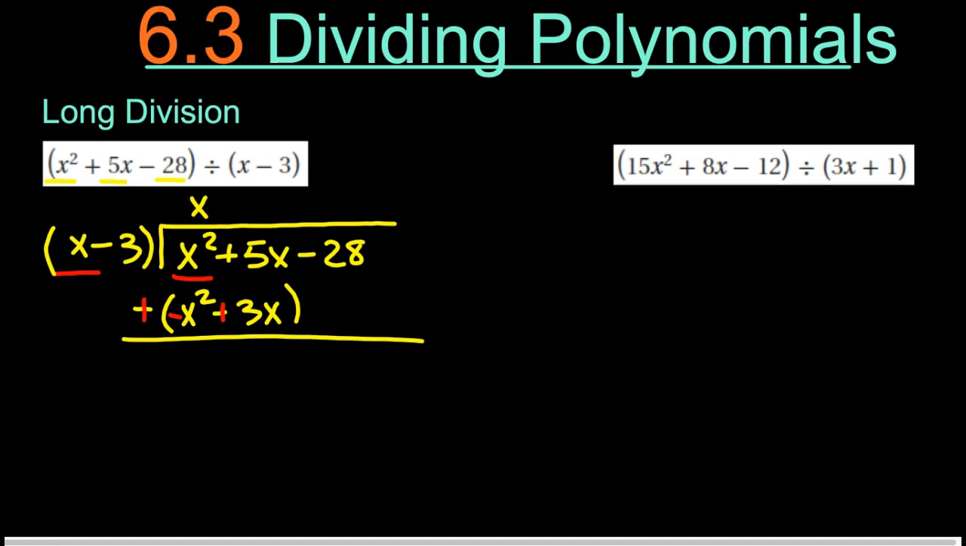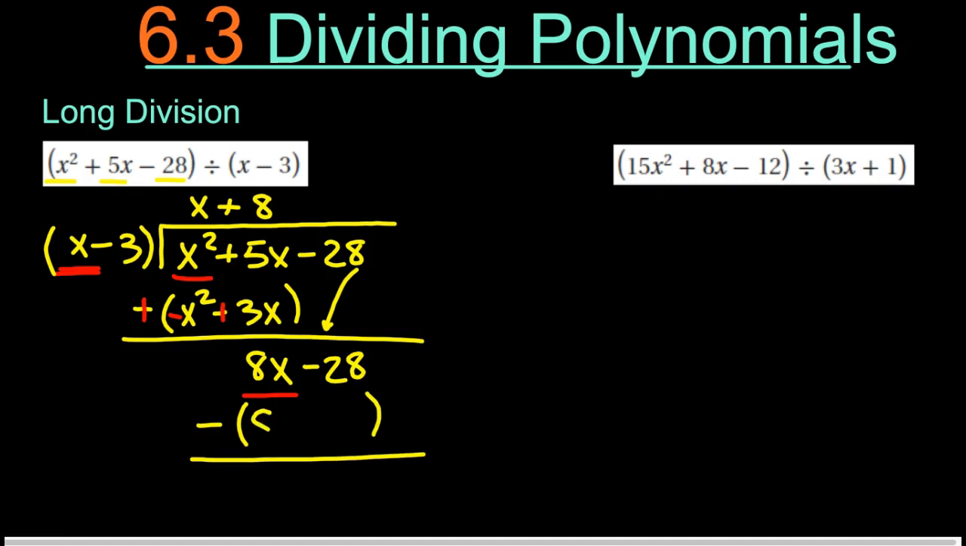These first terms right here should always be the same and they should always cancel out. If they didn't, you made a mistake somewhere. So when I subtract this, I have 5x plus 3x, which is 8x. Bring down the next term, minus 28, and start the process over. What times x equals 8x? 8. Okay, take that 8, multiply it by the binomial x minus 3, and subtract it.